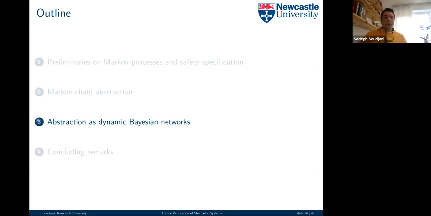Okay, so this was the first part of the presentation on showing how Markov chain abstraction can be used. Now in the second part of the presentation, I will discuss abstraction using dynamic Bayesian networks, and this is useful when we have a kind of structure on the dynamical system.